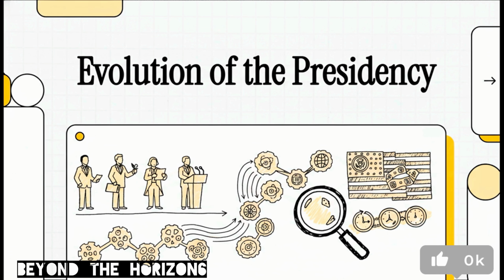Today, we're going to follow that map and see exactly how the American presidency was built, how it was broken, and how it was remade over more than 200 years.